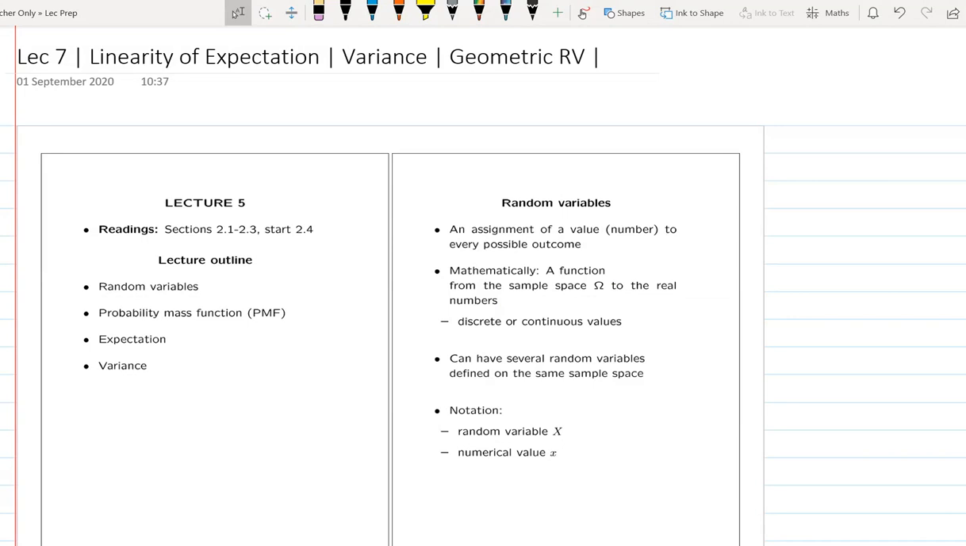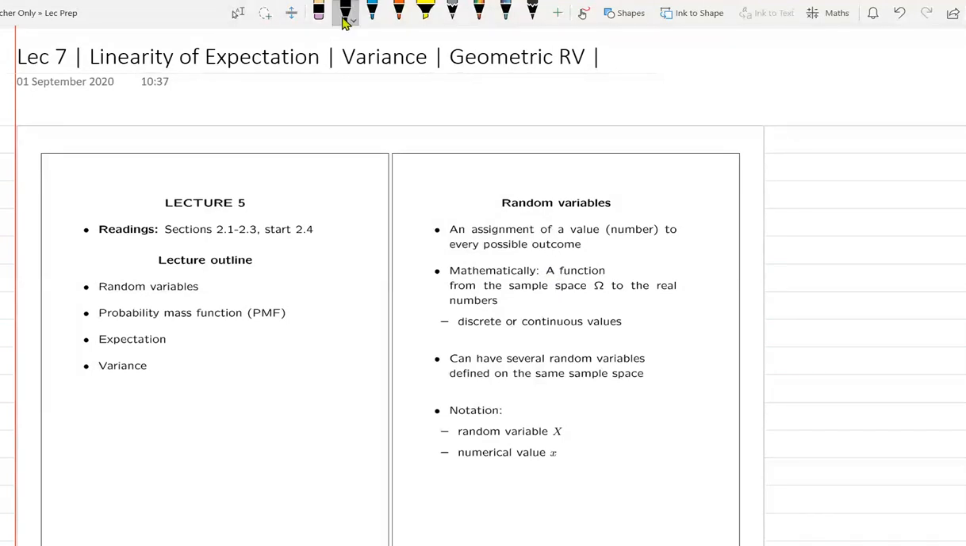So what did we do last time? We started looking at random variables. And what is a random variable? We had a very slightly sophisticated definition. A random variable is a function.